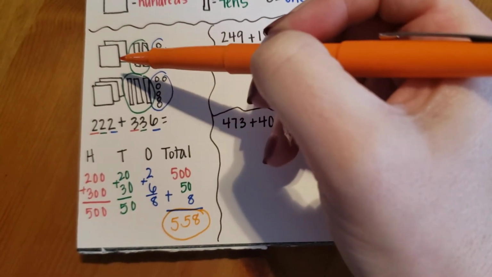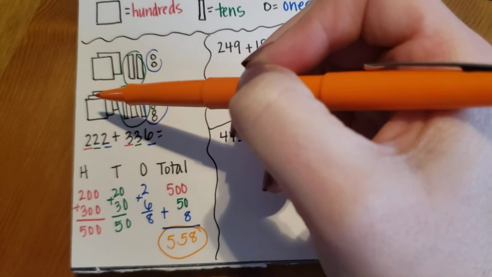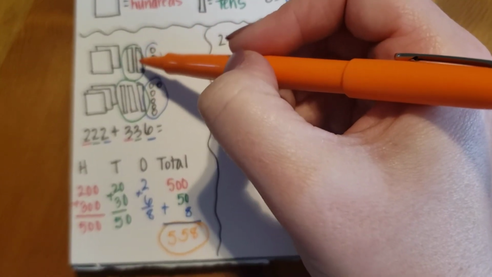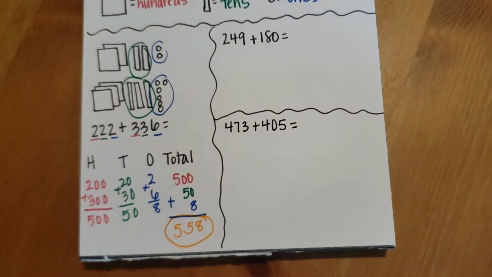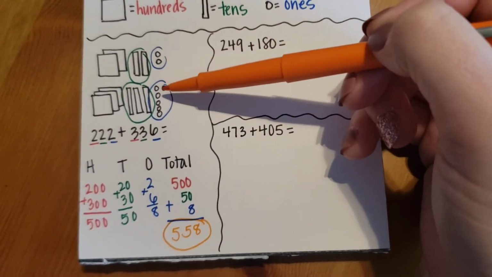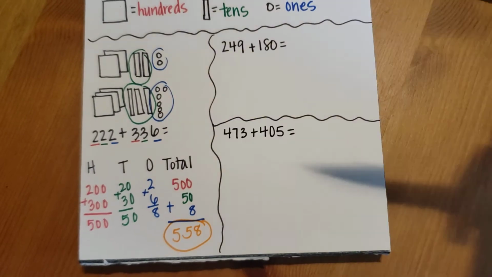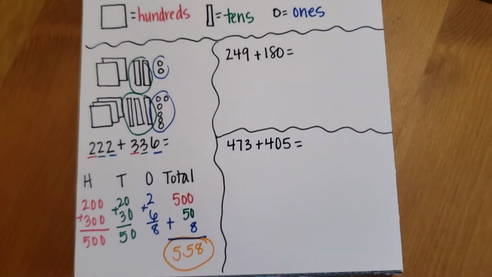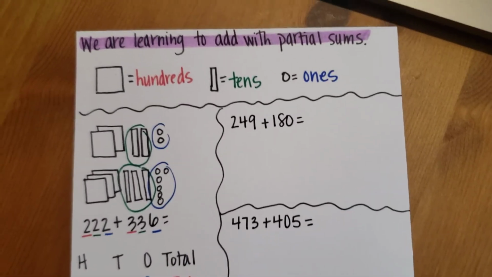I can count over here to make sure and go 100, 200, 300, 400, 500. And then I have 10, 20, 30, 40, 50. So that'd be 550, 1, 2, 3, 4, 5, 6, 7, 8. So 558. So now I'm going to do some problems without using our visuals to help us.